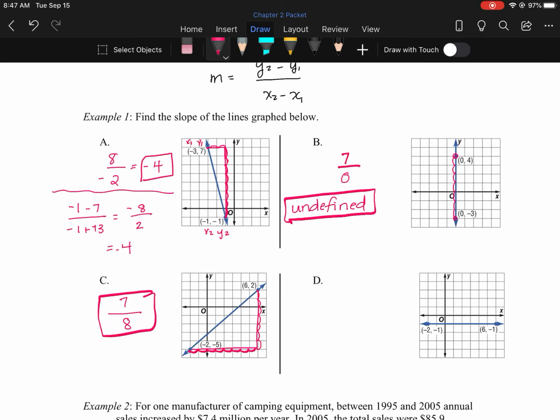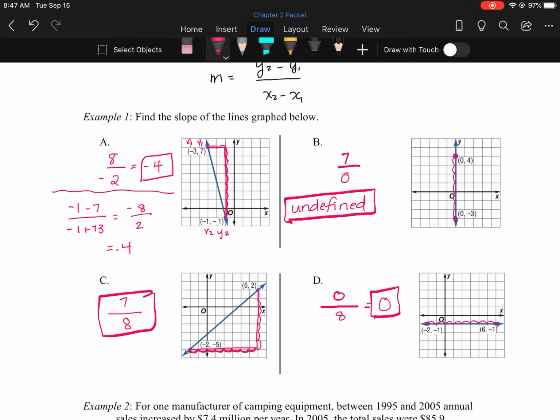And finally, last but not least, we have these 2 points. I have no rise, so I'm going to put 0. But my run is 1, 2, 3, 4, 5, 6, 7, 8. So again, remember 0 divided by 8 is 0. Okay, so we can have a slope of 0. Think of a ramp that is not slanted at all.